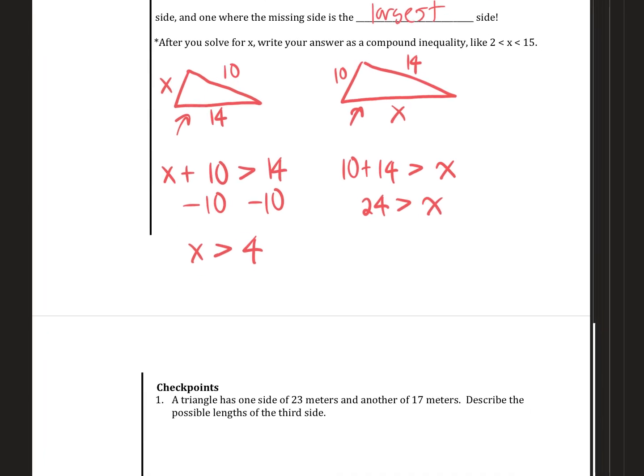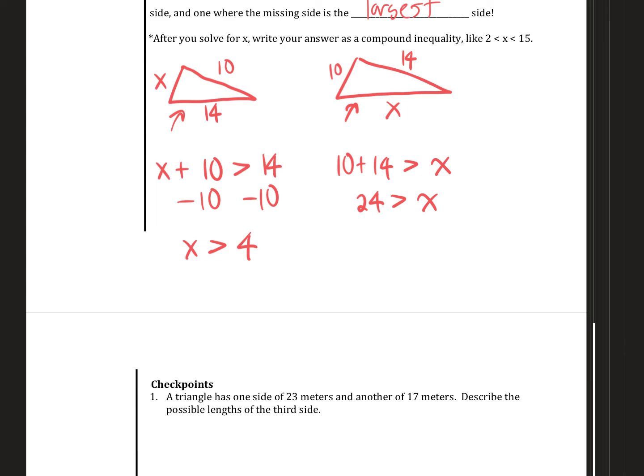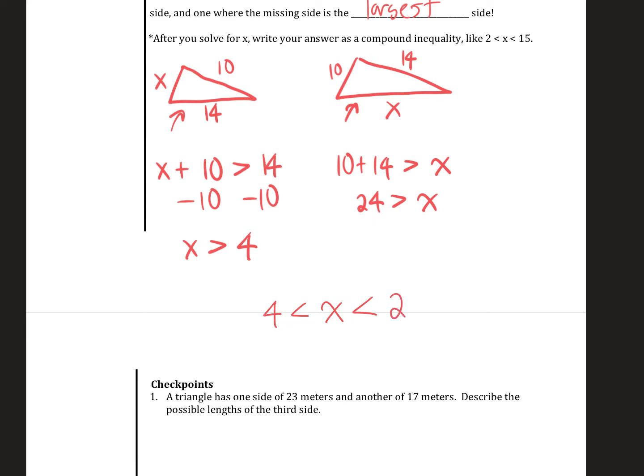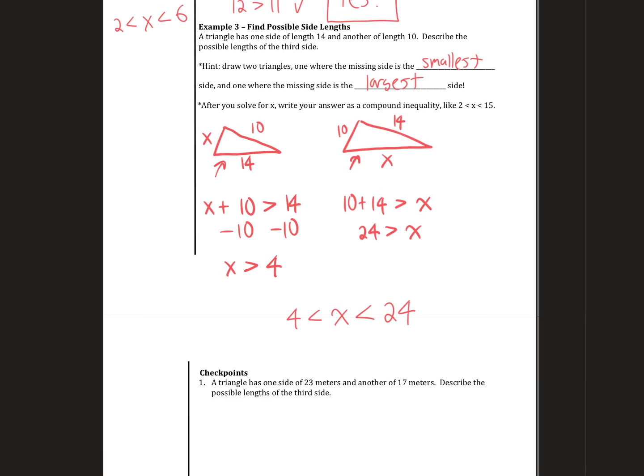Now we need to make a single inequality here. We're trying to make a range of what x can be, what the side can be. Well, x is greater than 4, so I'm going to put 4 is less than x. And x also has to be less than 24. So any number between 4 and 24 would actually make a triangle.